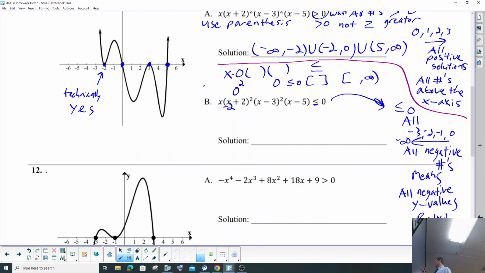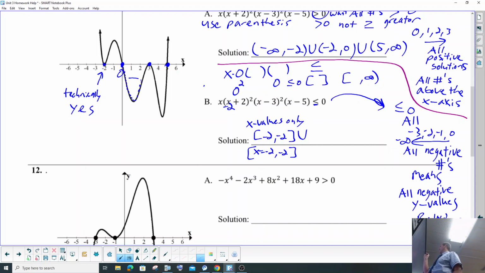Since we're talking about x values only for the solution, we're basically going to be saying from -2 to -2. X equals -2, and just staying with x equals -2. In union with, where else are we below the x-axis? At 0, right? We start to go down.